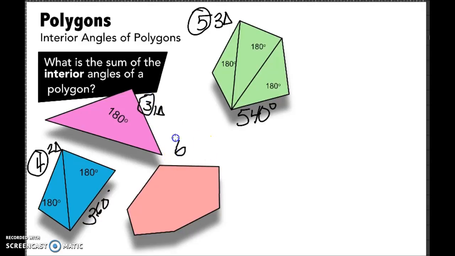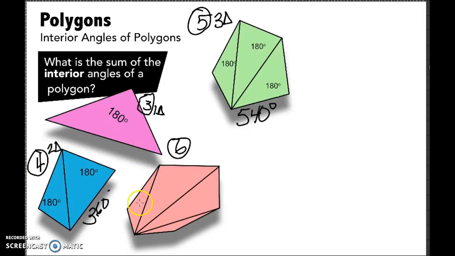And now we're going to have a 6-sided figure. We're going to go to one of the vertices. We're going to draw a diagonal. We're going to draw another diagonal. And the last diagonal right there. And I see 4 triangles in there. 4 triangles. So that's 4 times 180, and 4 times 180 is going to get us 720. 720 degrees. And I can put in those 180s for visual effect there, there, and there.